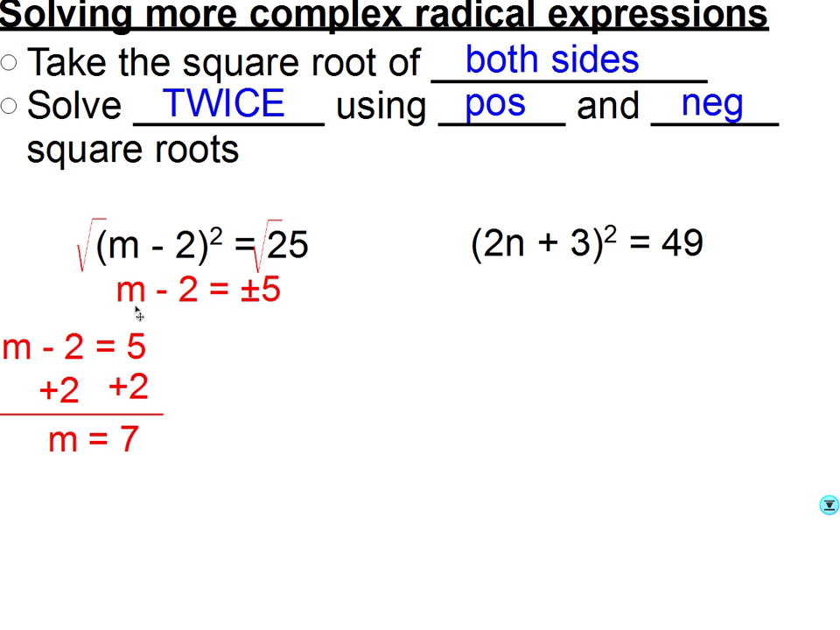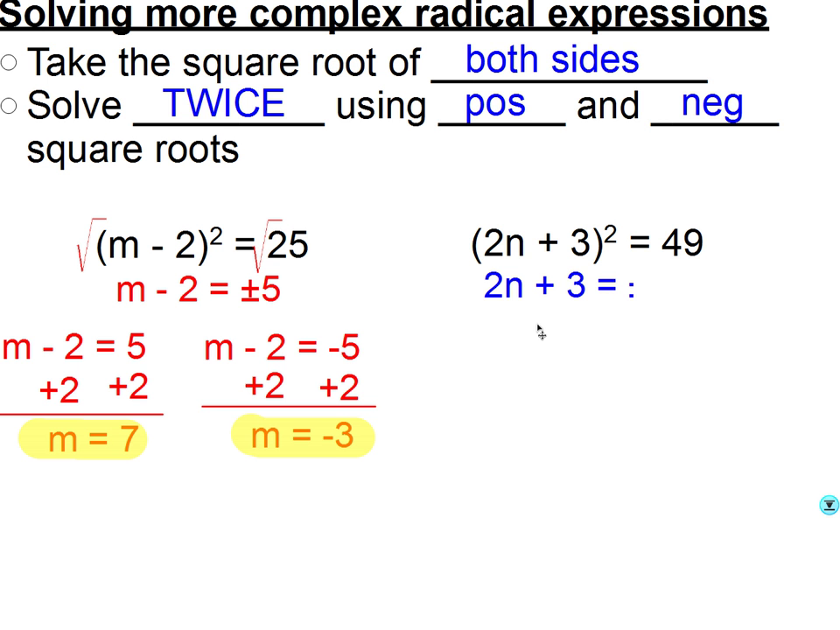Then I'm going to take my m minus 2 and set it equal to negative 5. Still adding 2 to both sides. And I'm going to get negative 3 as an answer. So my two solutions are 7 and negative 3. But I had to do that 2 times. Okay? 2n plus 3 squared equals 49. Same thing. I'm going to square root both sides.